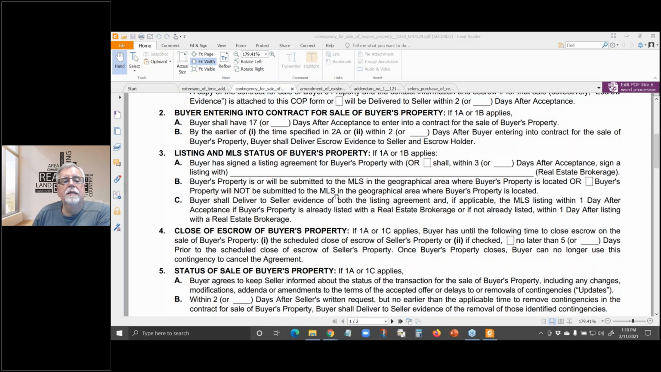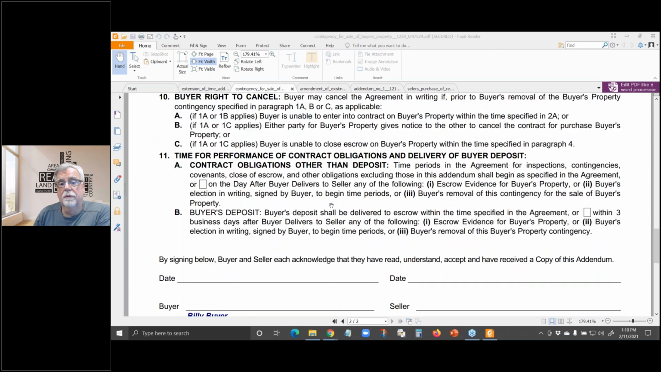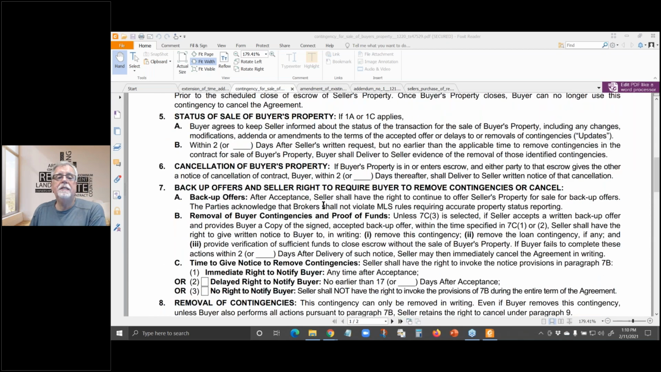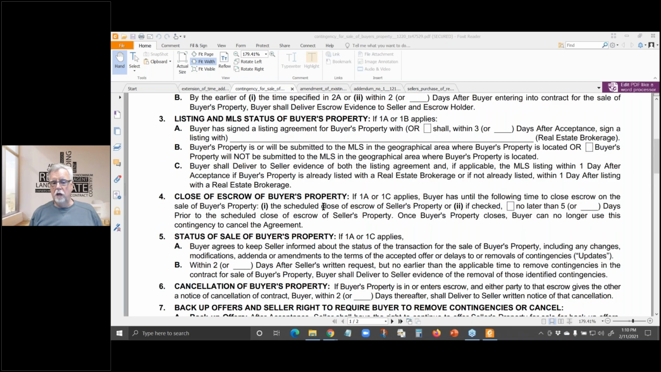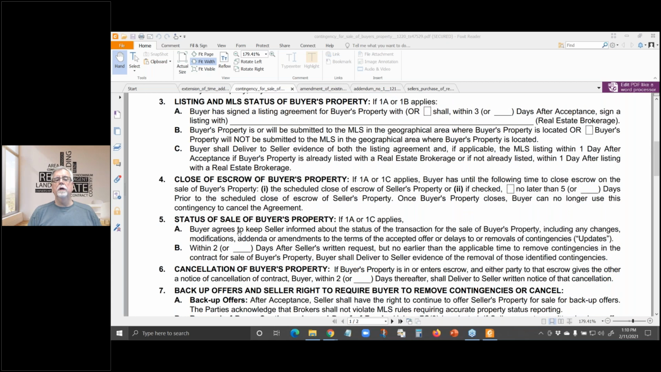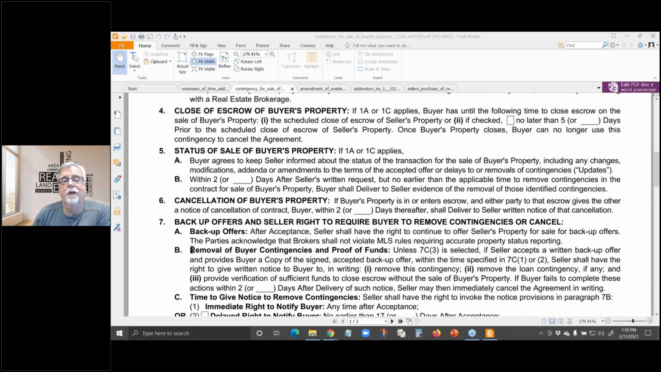So I'm going to summarize this a little bit. This is a longer one, right? But basically what it's now going to say is it has to close, right? Buyer has until the following time to close escrow on the buyer's property. They want to know about the status. You have to keep the seller informed if you've removed your contingencies or not. If your contract is canceled, you have to tell the seller. They're going to kick you out probably when they hear that.